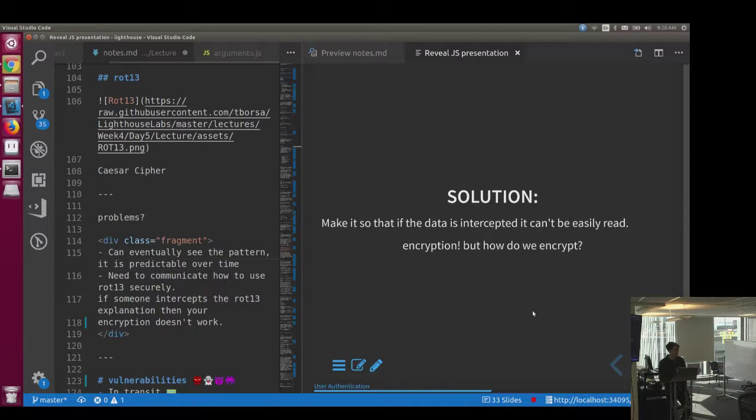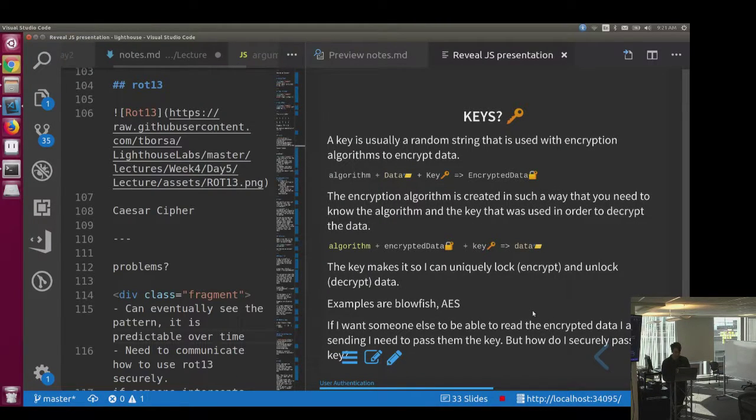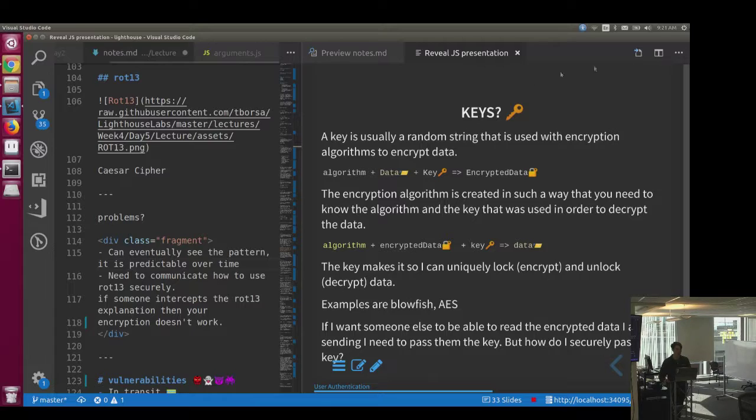But how do we encrypt? We saw one example with our Rot13. But in a more modern situation, we're using algorithms and keys. A key is usually a random string that is used with an encryption algorithm to encrypt data. So you have a specific algorithm, you give it data and a random set of strings or numbers, and then you have encrypted data.